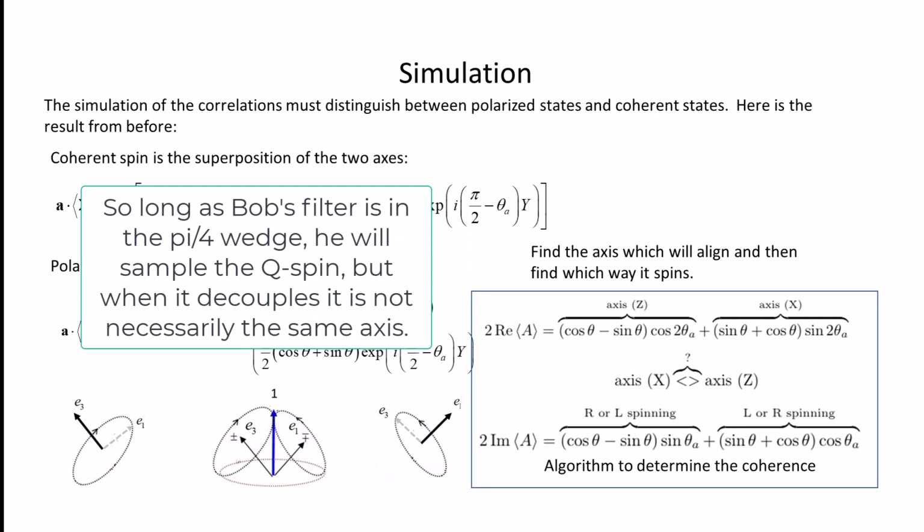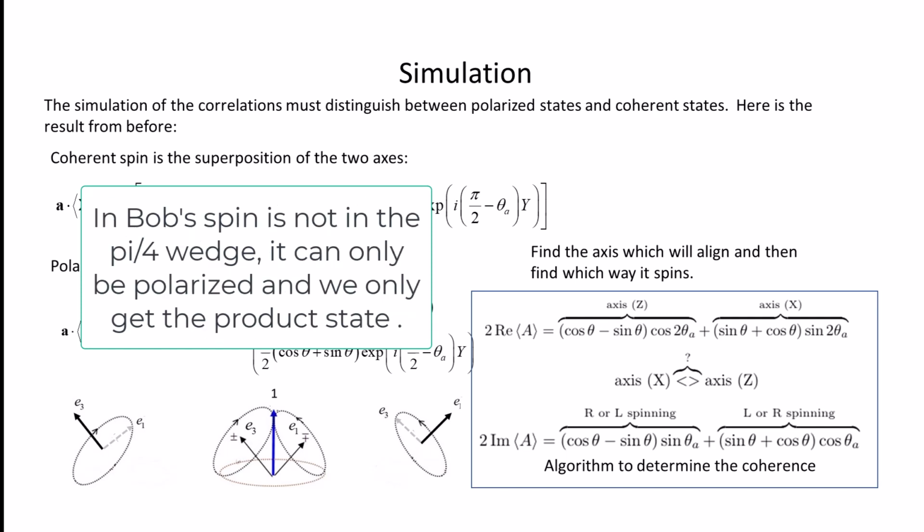For a Bob, as long as he is in the pi/4 wedge, one of his axes will align, but not necessarily the same axis as Alice's. If Bob's spin is not in the pi/4 wedge, then it will be polarized and will only get a product state.